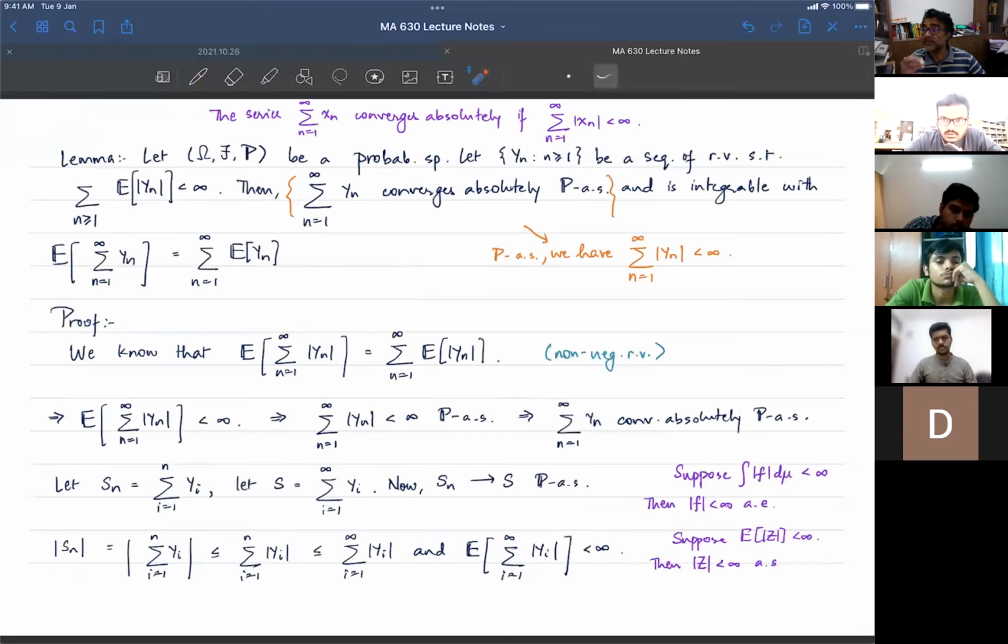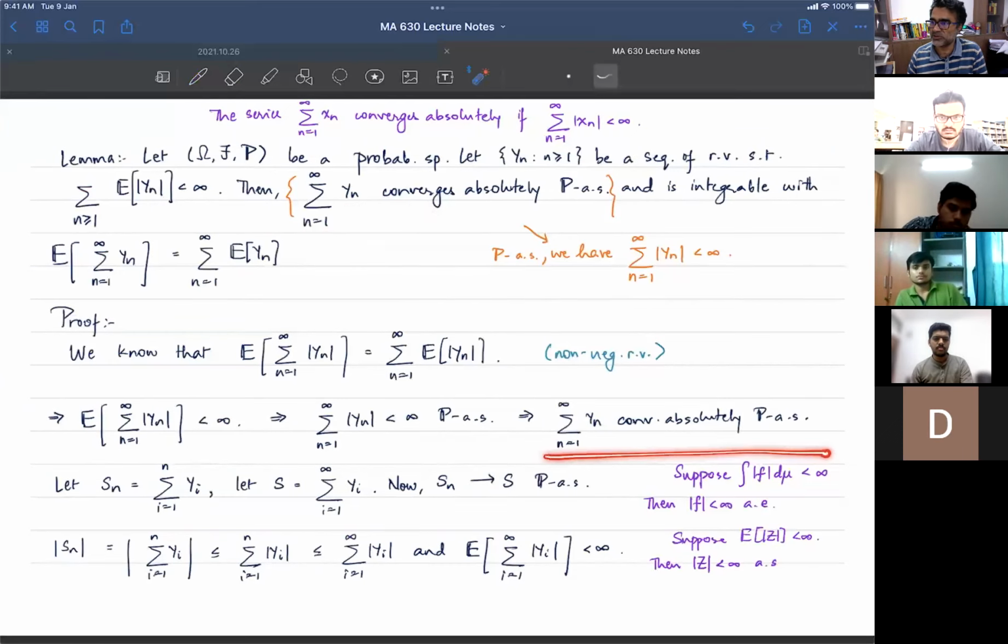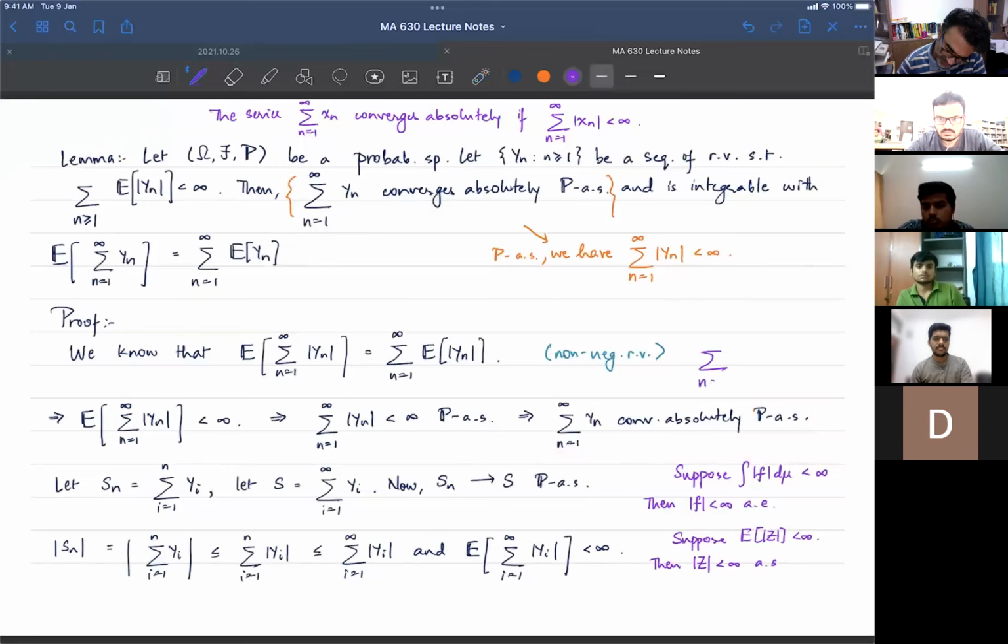So, how did you say that we can make sure that S will be well defined? Okay, let's go over that. Do you agree with this? The sum n going from 1 to infinity of yn converges absolutely p almost surely. Okay. Yes. So what is this saying? This is saying throw away a set of measure 0. On whatever is remaining, this series converges.